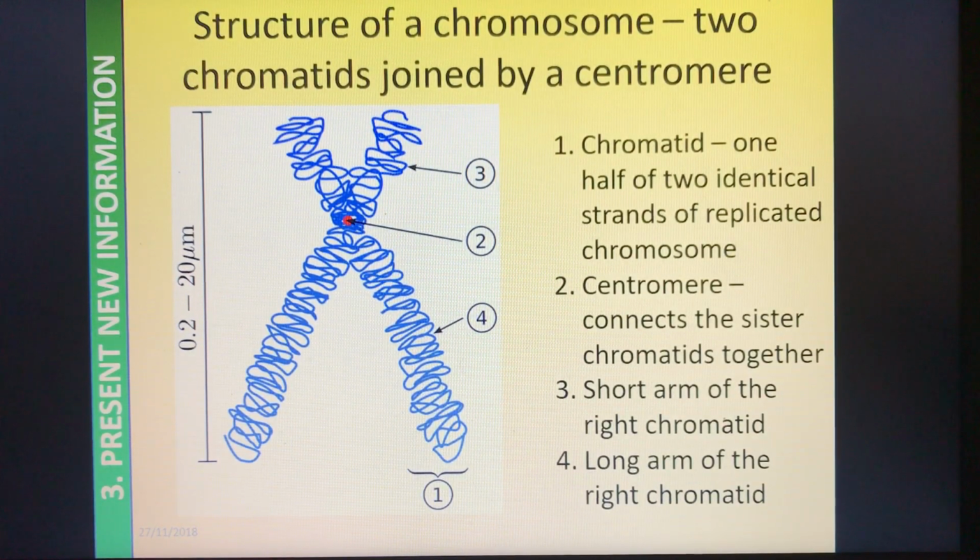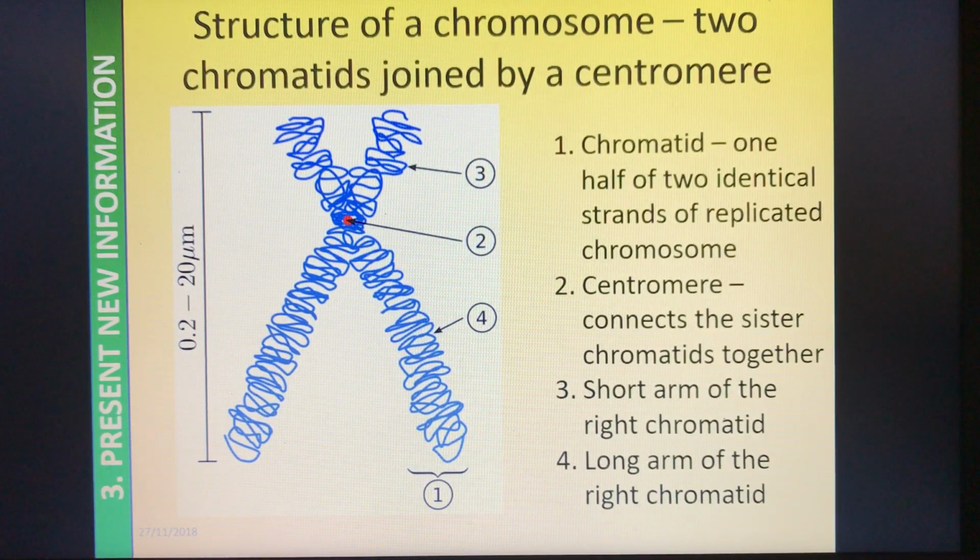So we can see number one there is labelled as a chromatid. This is the genetic information that's then copied to make two chromatids, and the two chromatids are joined together at the centromere, which is labelled as point 2 there, the red dot, and we call the whole thing a chromosome. So when cell division occurs, it actually breaks at the centromere and those two chromatids go their separate ways.